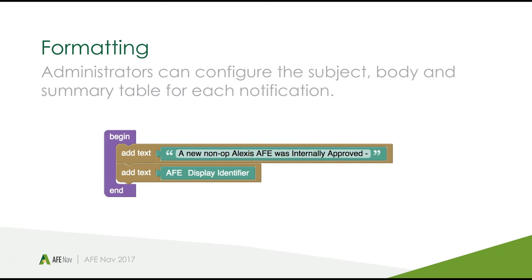Using AFE Navigator's Custom Business Rule tool, administrators can configure the message subject and the message body. Here I have a very simple example that uses the text, "A new non-op Alexis AFE was internally approved," followed by the AFE's display identifier. But it can be as complicated as you need and can include any information from the AFE or RTD.